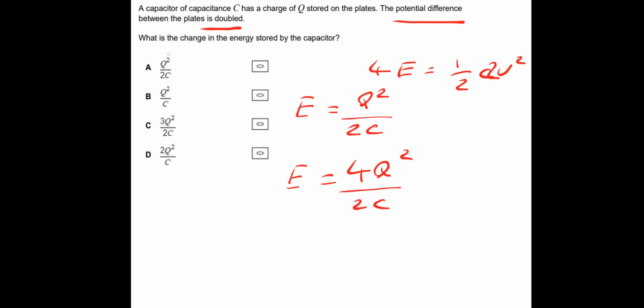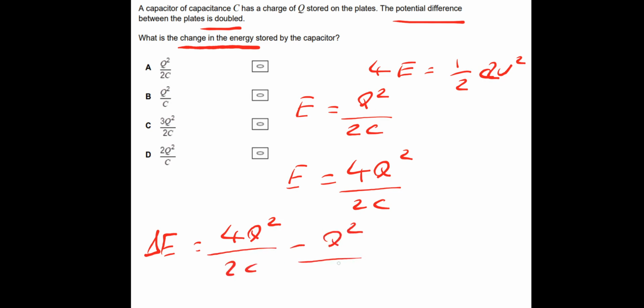And the trick to this question is it's asking for the change in the energy. So to get change in energy, we need to do the final energy, which is 4Q squared over 2C, subtract the initial energy, which is Q squared over 2C. Same denominator, so we just need to subtract the numerators. So that gives us 3 lots of Q squared over 2C. So the answer is C.